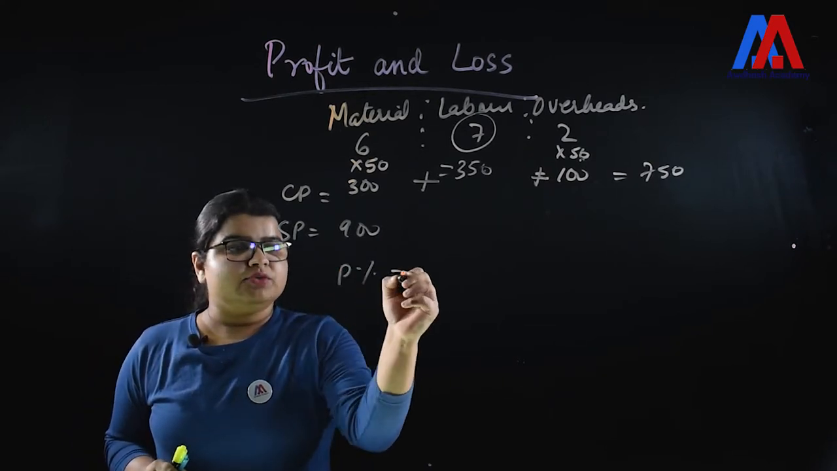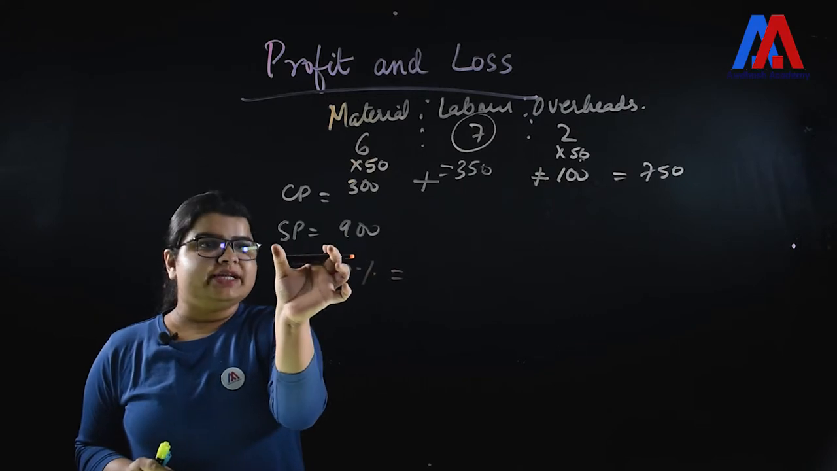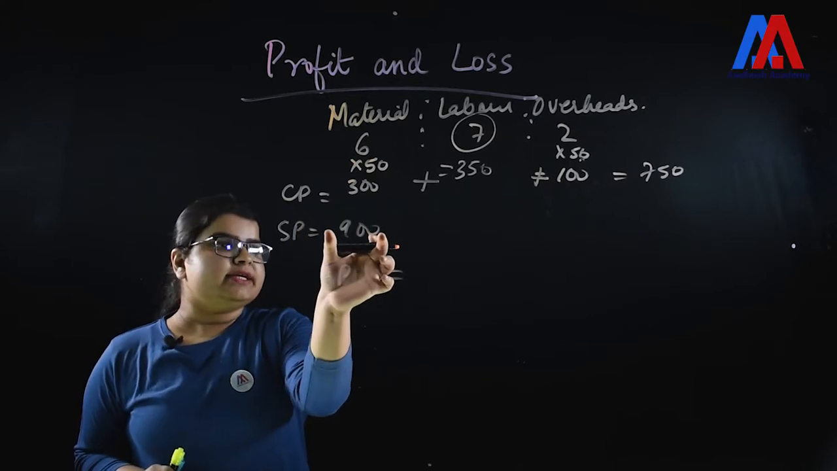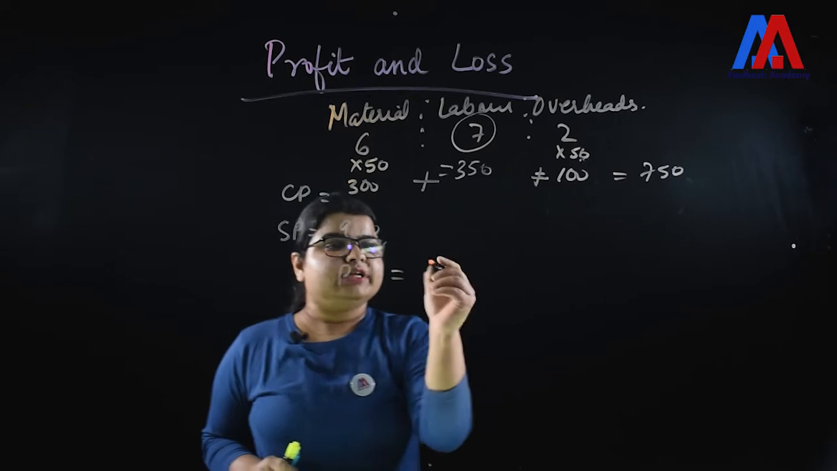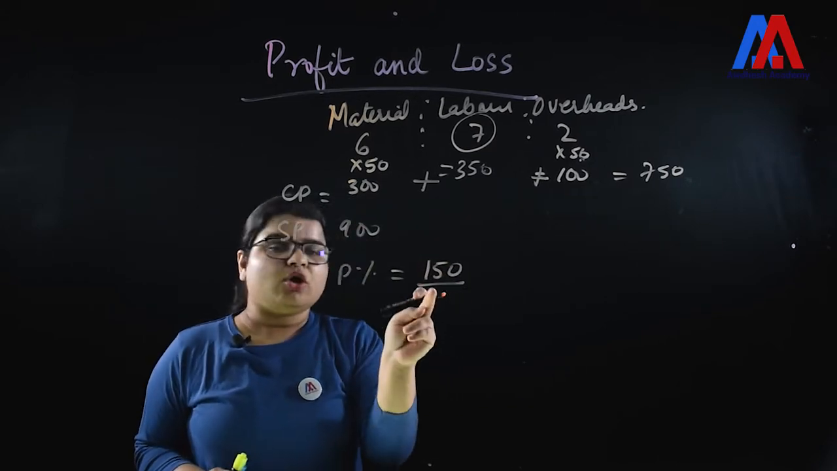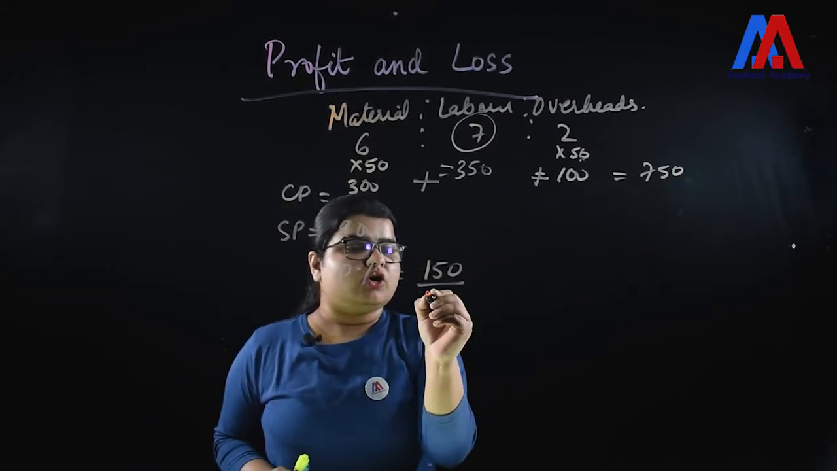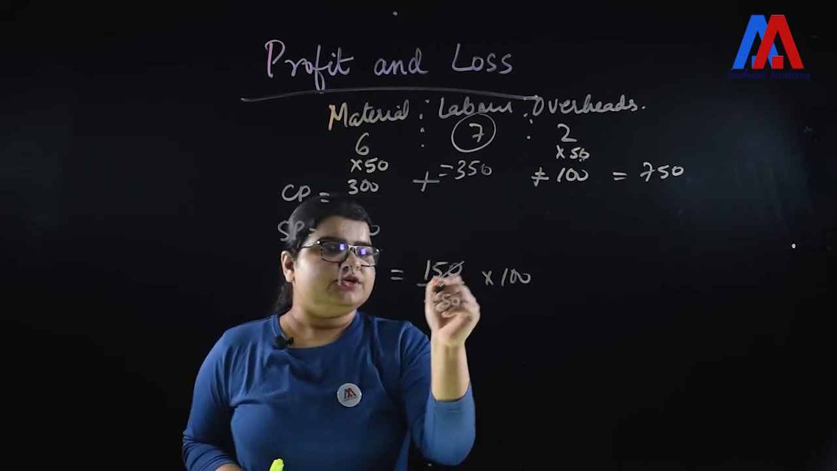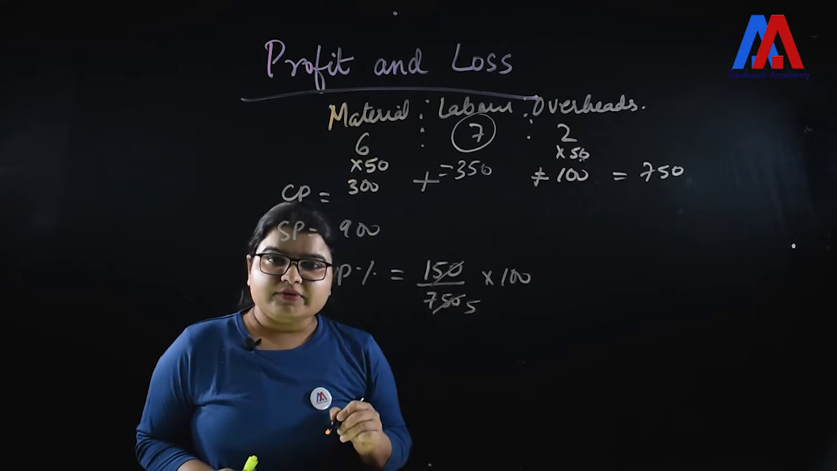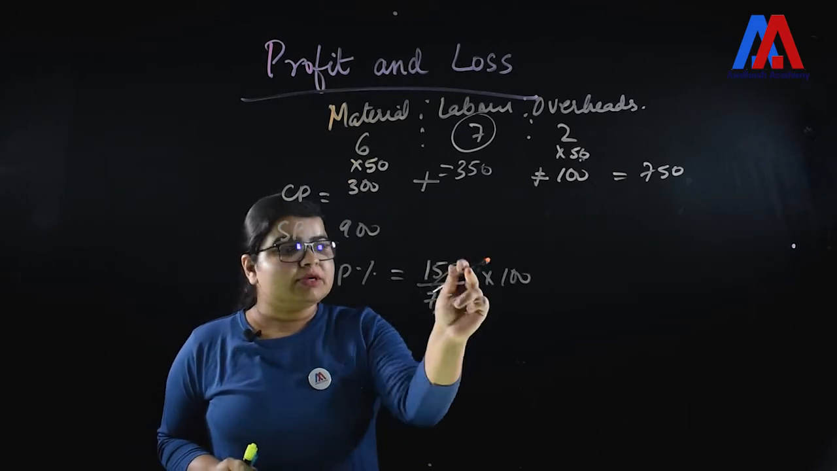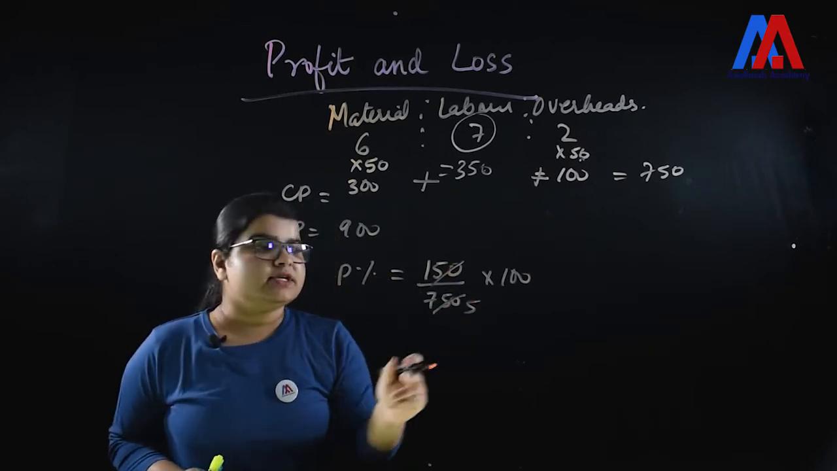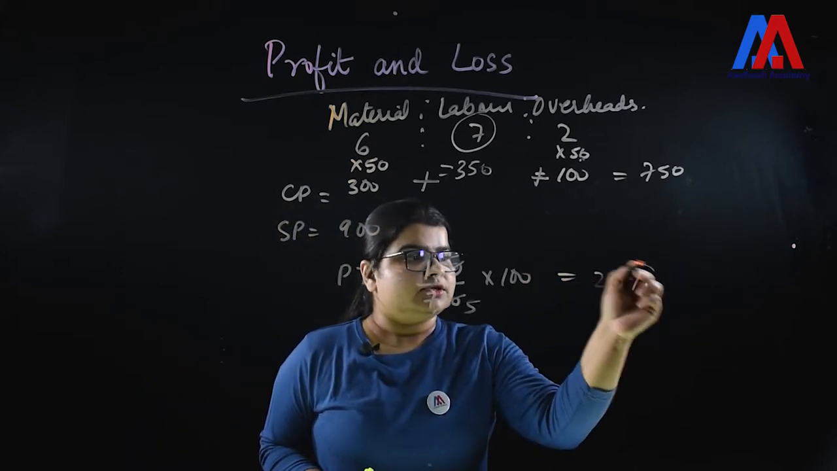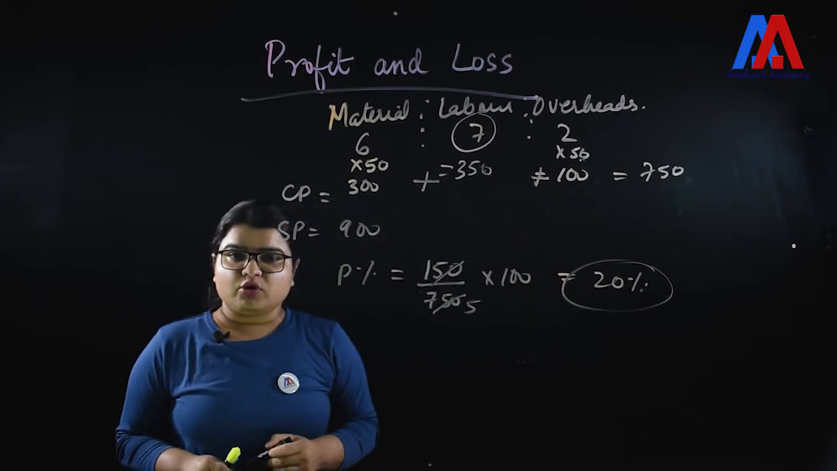So profit percent would be the profit, which is selling price minus cost price. So selling price is 900 minus 750 gives you 150, and you always calculate it over cost price. So this gives you 750 here, multiplied by 100. So now you get 1 by 5 into 100, and also remember this fraction, 1 by 5 is 20%. So you make 20% of the profit.